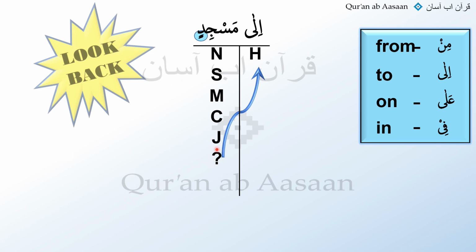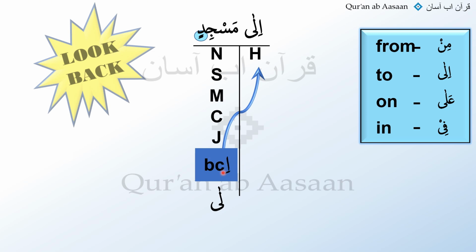So the answer to this question mark, now it's not unknown anymore. We know that it's because of this ila that the case sign is in jar. So we now have the answer. Instead of the question mark, we write the answer here: because of ila. Don't mind it dropping down. I meant to write it ila.